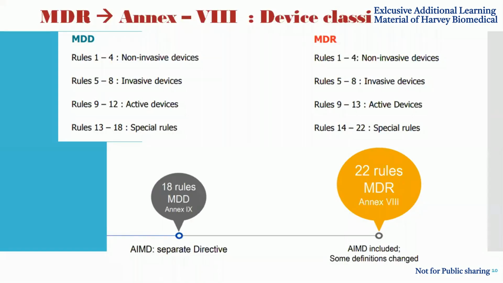Okay. The 18 rules in the MDD were in Annex 9, and now they are changed to Annex 8. Manufacturers are now evaluating all these changes. They are going to submit with respect to the MDR. Why? Because as I told, the transition period is very short. In the next 5 months, it is going to reach the timeline stipulated by the EC Commission.